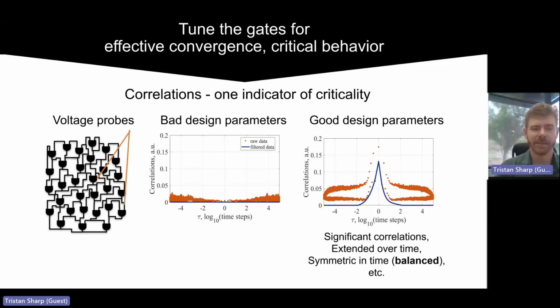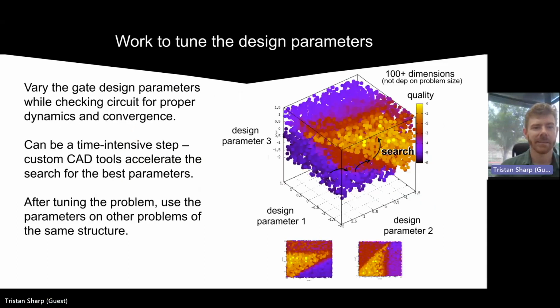So you need to find these parameters. This is just one of the indicators of the behaviors we're looking for, where you have these significant correlations. They're extended over time. And also very key is that they're symmetric in time, which indicates that information is flowing not just in one direction to the other, but is balanced. So it can be worked to tune these design parameters.